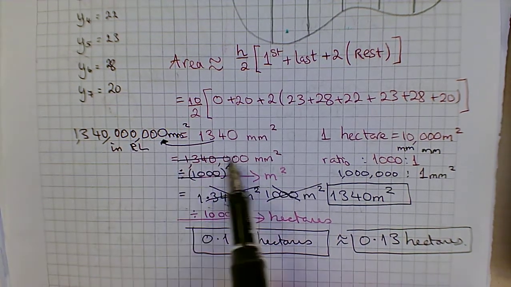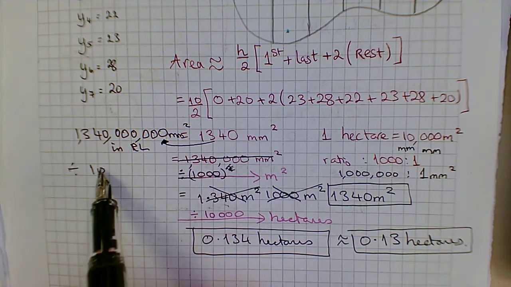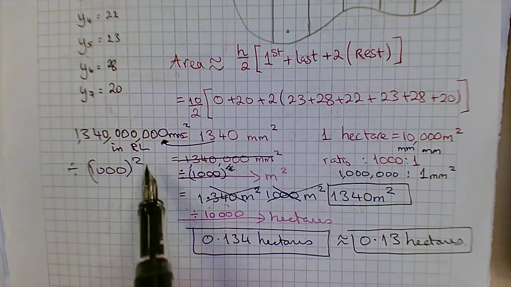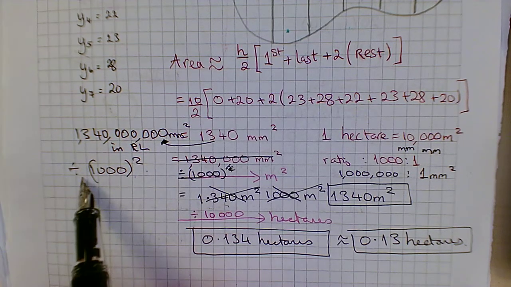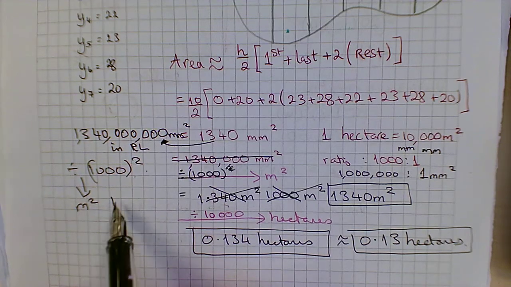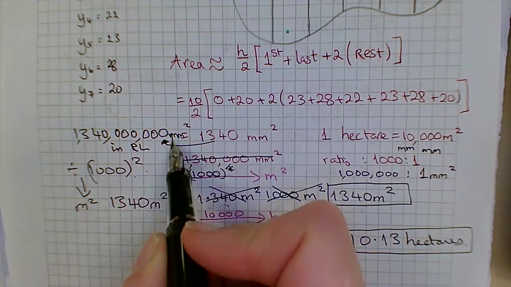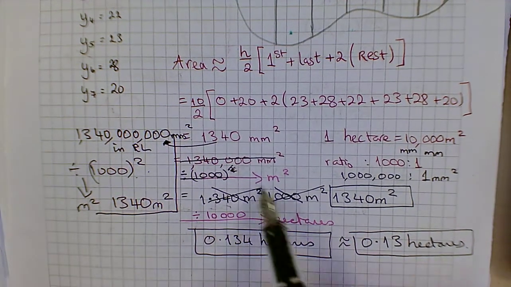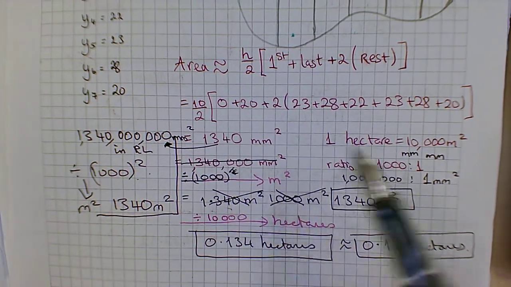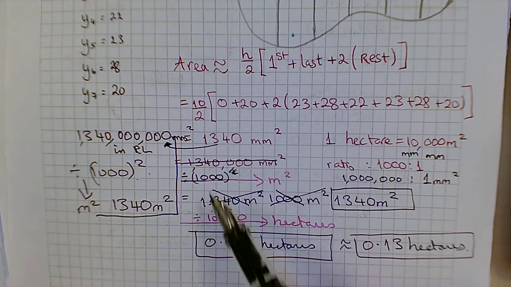In real life, not this one. And then yes, I should have divided by 1,000 squared to get it to meters squared, which gives me 1,340 meters squared. And I just skipped here because I knew that the extra 1,000 that I should have multiplied by here matched the extra 1,000 that I divided by here. So that's what's happening there.